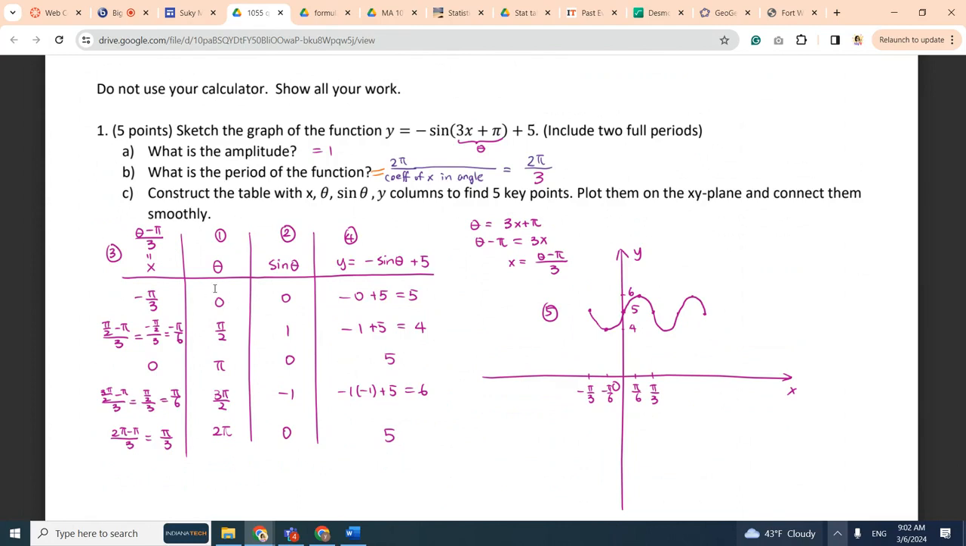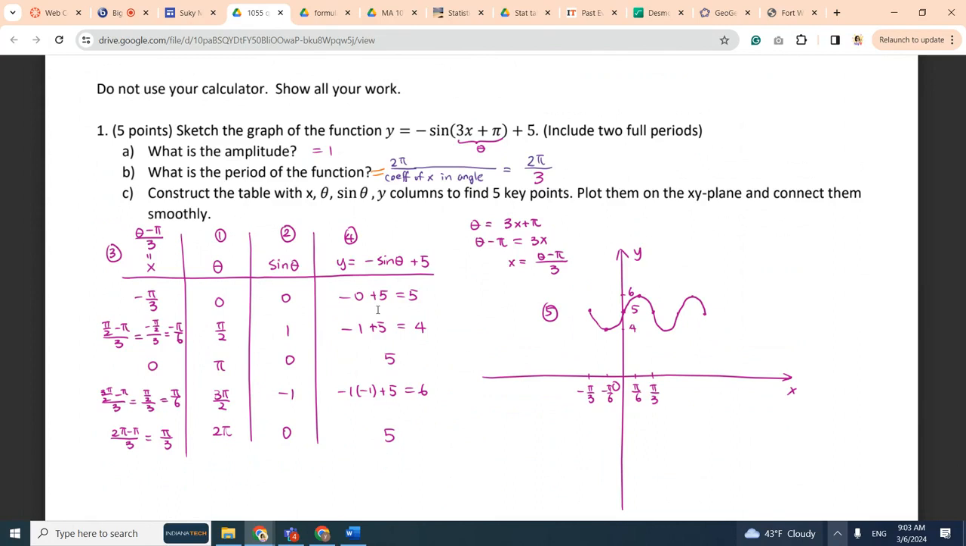And after you fill out the theta and sine theta columns, to find the x, look at your theta. The theta is the angle. The argument is 3x plus pi. And then when you solve for x, you subtract pi on both sides and divide by 3. So this is the formula of x in terms of theta. And then you plug in different values of theta, and this is what you get.